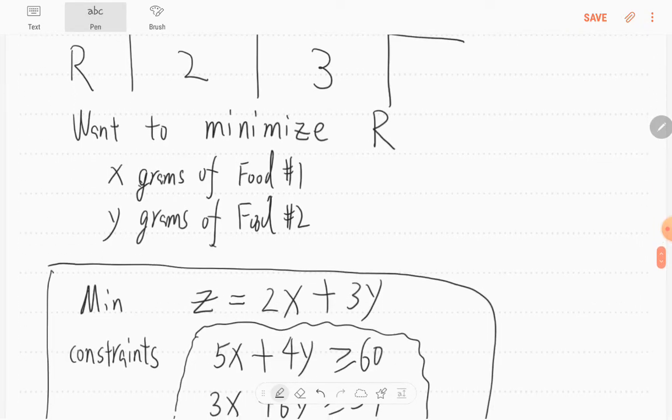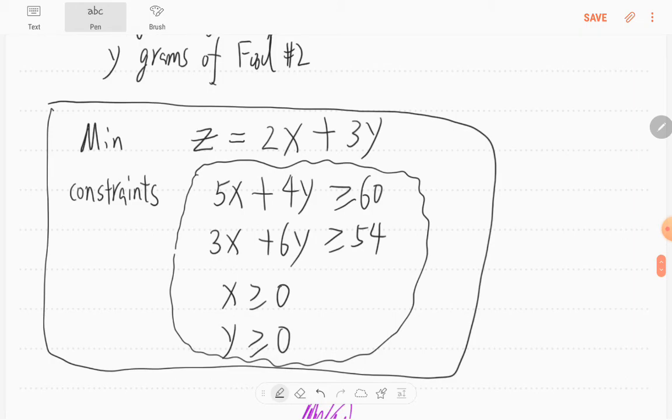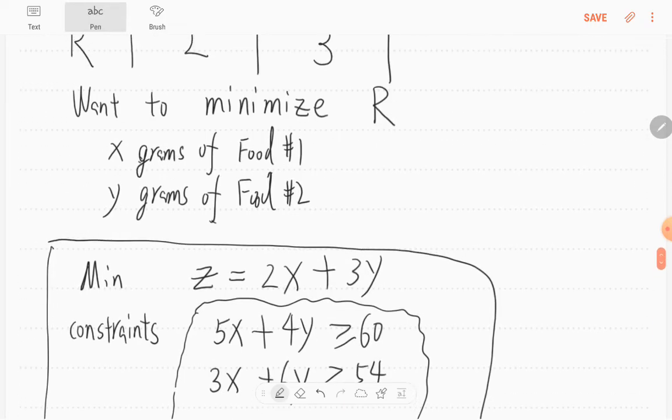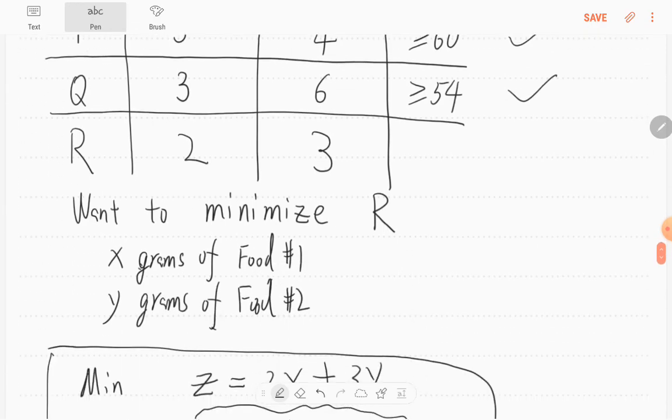So then we introduce 2 decision variables, which is x grams of food number 1 and y grams of food number 2 each day. Okay, so then we write down the linear programming problem, set up the linear programming. We want to minimize. We use Z to denote the quantity of the units of the substance R. So Z is equal to 2 times X plus 3 times Y. Okay, and this 2 and 3 are from this table. Food number 1 contains 2 units, and food number 2 contains 3 units of R.